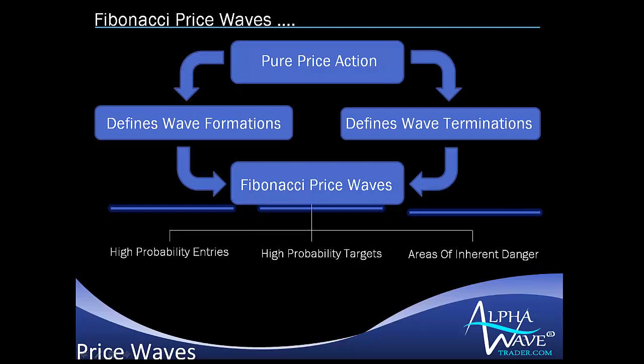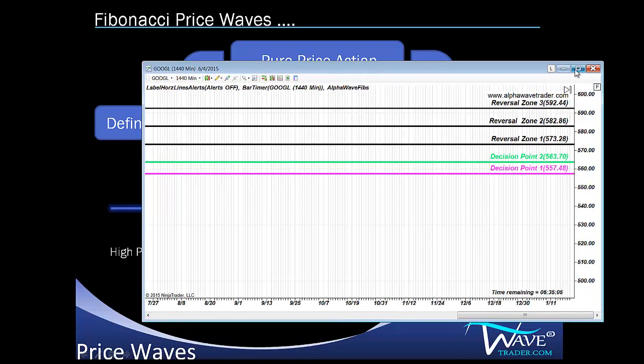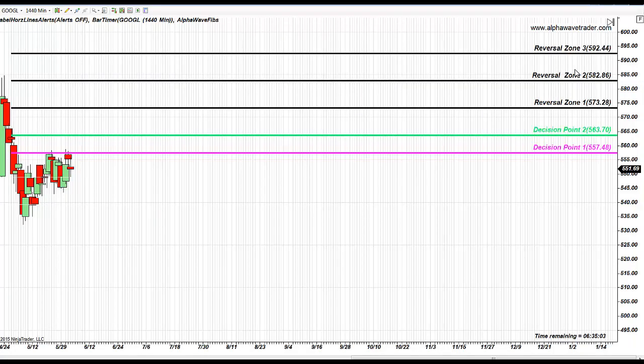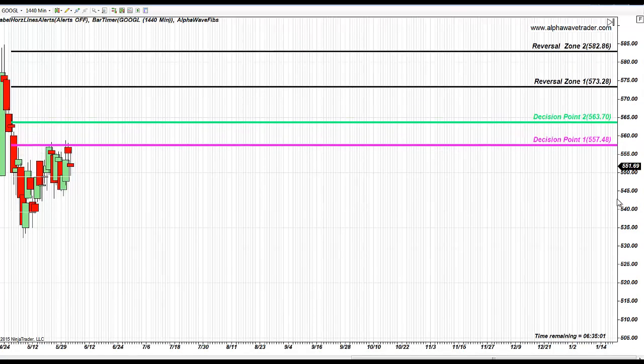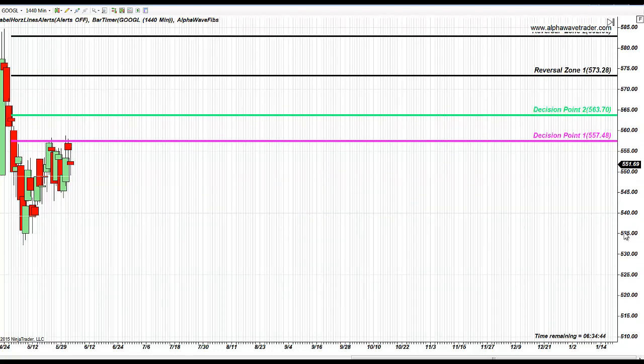This is where Google is right now, only at the end of the minor trend. This level is broken, Google is heading to 563.70 and all the way to 573.28. Clear? And this is where price is currently stuck at the end of the minor trend.